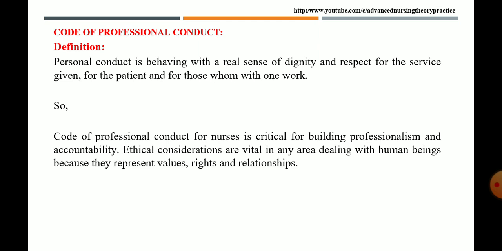We can say code of professional conduct helps nurses in developing quality professionalism and accountability. Moreover, we are well aware that we are dealing with human beings, and wherever human beings are involved while providing services, ethical considerations come into existence. So here we have to deal with human beings, and we have to preserve their values and their rights. We have to respect their autonomy and relationships.